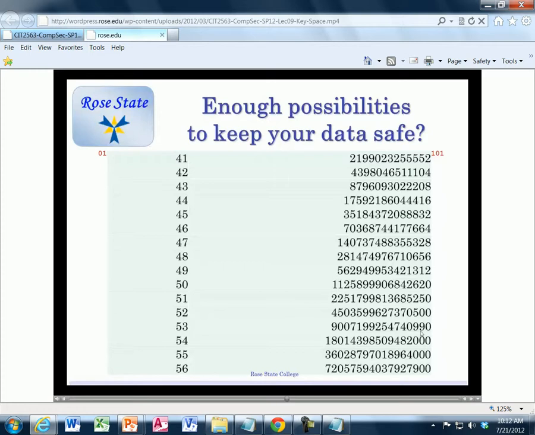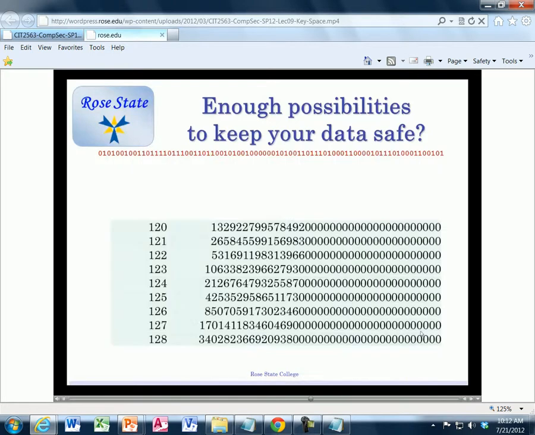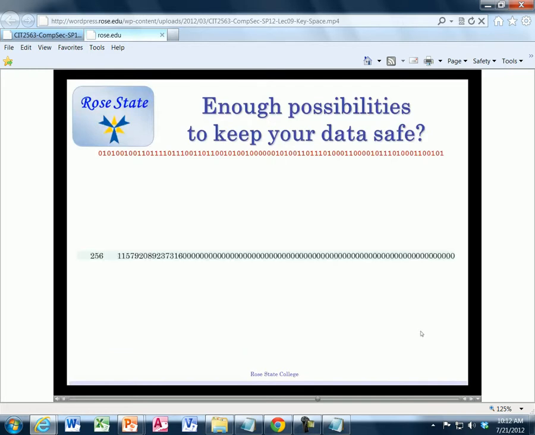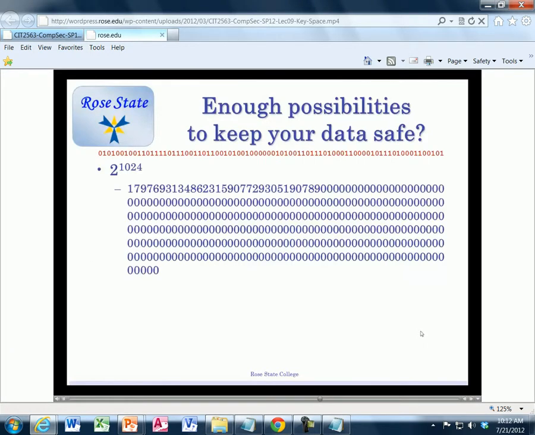You're going to go for a while. Do I have to go higher? I think banking uses more than that. There's a 128-bit key. There's a 256-bit key. Look at the possibilities. There's a 1024 key. That's what my PGP key is, 1024 bits.